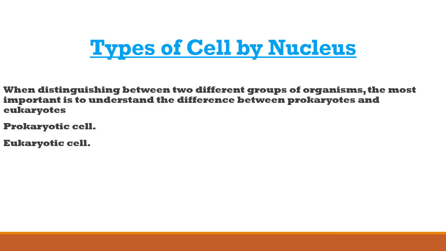Types of cell. On the basis of presence of nucleus, cells are of two types, prokaryotes and eukaryotes. Prokaryotic means pro means primitive and karyon means nucleus. If a primitive type of nucleus is found in the cell, this is called prokaryotic cell. Eu means true. If a true type of nucleus is found in the cell, this is called eukaryotic cell.